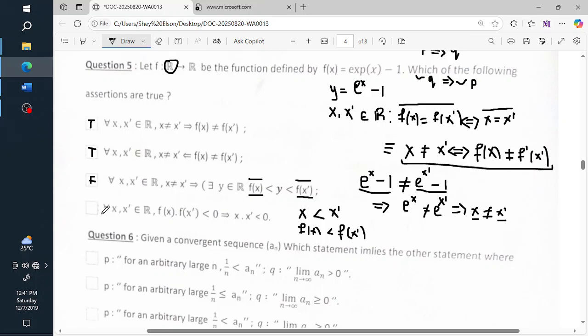Now the last one says that for every x and x prime in the set of real numbers, f of x times f of x prime less than 0 means that x times x prime is less than 0. No, that is false. That should be false. And I think we can do a counterexample here. Yeah, we can do a counterexample.